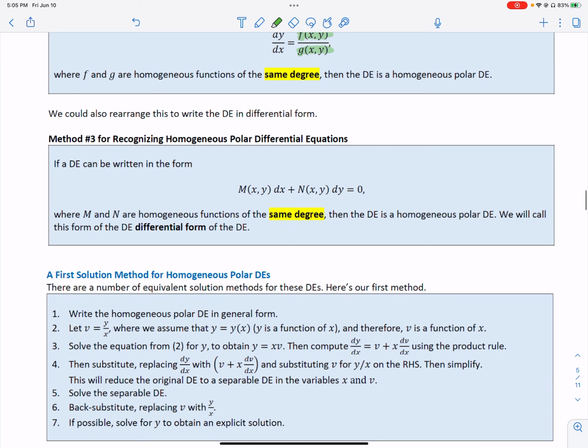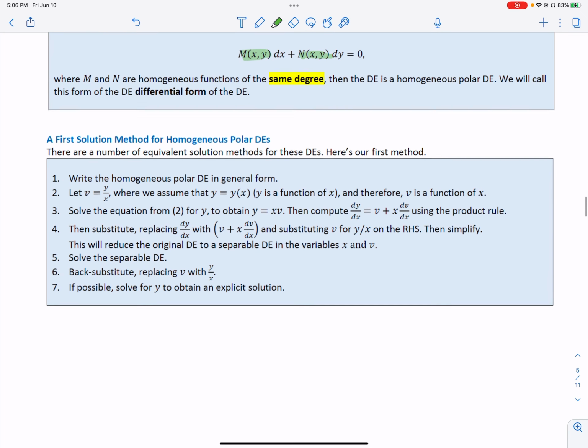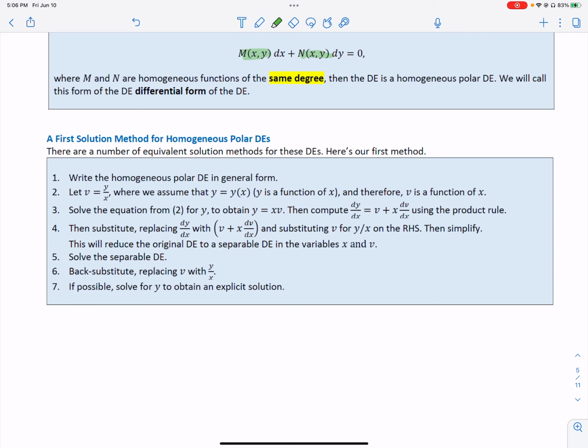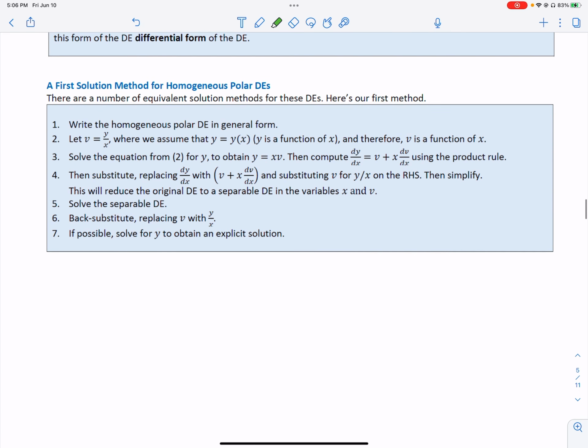The last method is when it looks like this. It's the same thing except the functions, instead of f and g, are M and N. So if you can put it in that form and show that those two are the same degree, then you're also showing that the DE is homogeneous polar. Either way, it's the same. We're going to do both. So let's take a look. I think some of these we are going to do twice, one way and then the other. So let's take a look at our first example. I'm not going to go through the y over x method here because we're going to take the other way anyway.